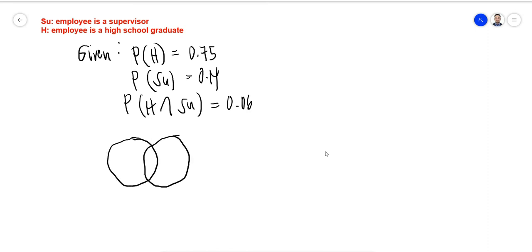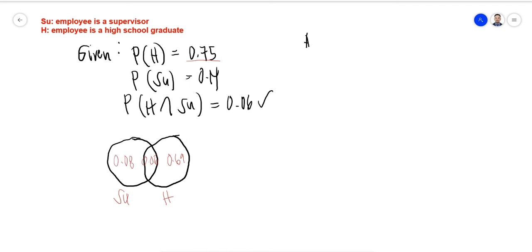So since there is an intersection, we will draw it like this. 0.06 is in between the circles, and this is for H, and this is for the supervisor SU. In this part is 0.75 minus 0.06, which will give us 0.69, and in this part is 0.14 minus 0.06, and this is 0.08.